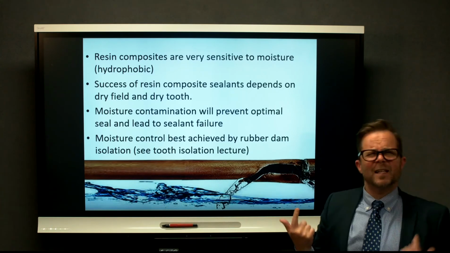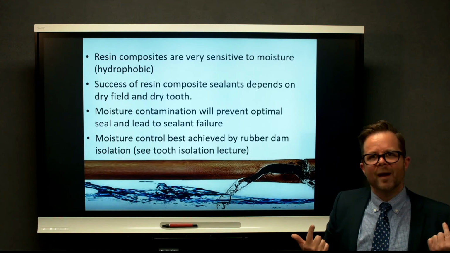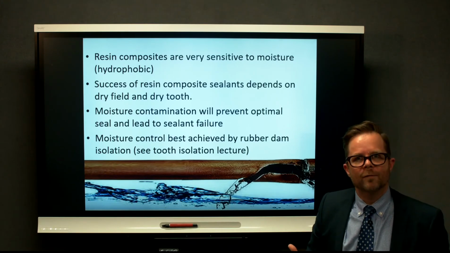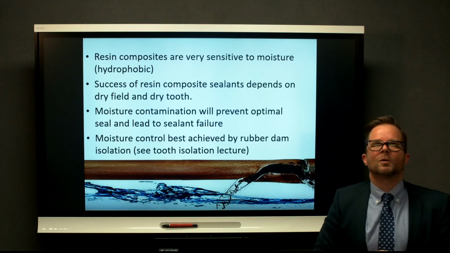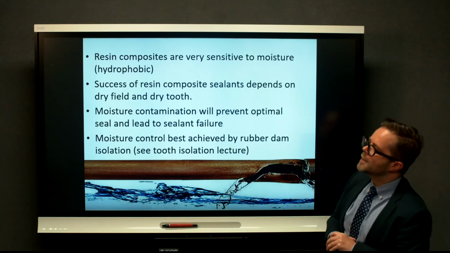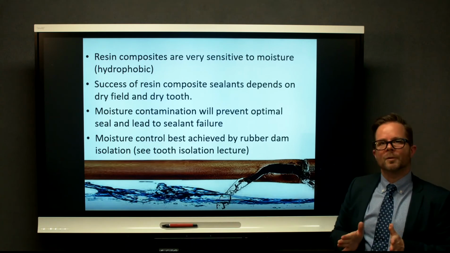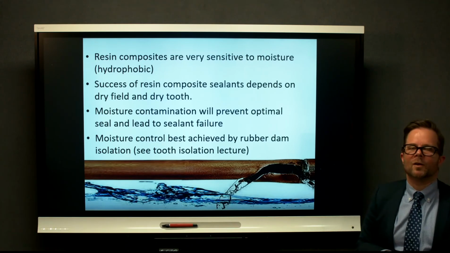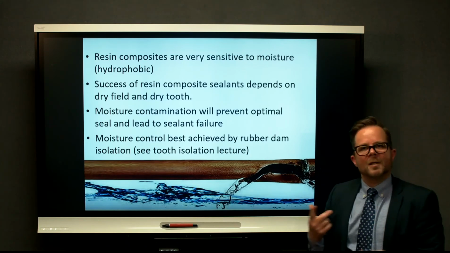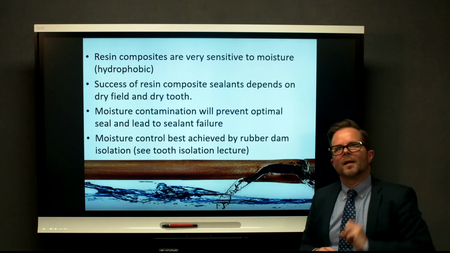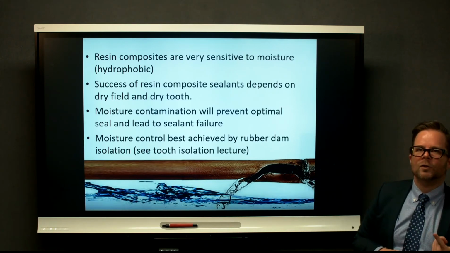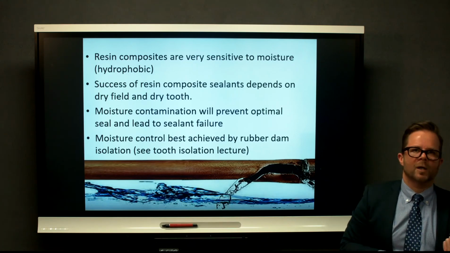That's problematic when you're dealing with a human mouth, because they're full of saliva, which is a fluid. All right? So what we have to do is isolate the tooth surface from the saliva and keep it dry while we're placing the resin composite. There are lots of ways we can do that, and we'll talk about that another time. But you cannot use it in the presence of moisture.